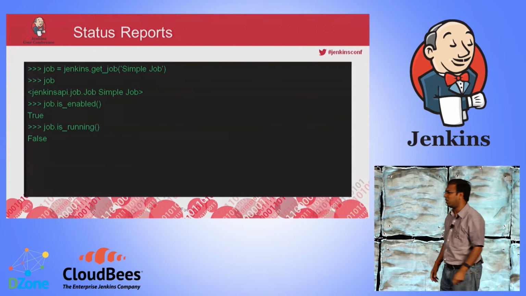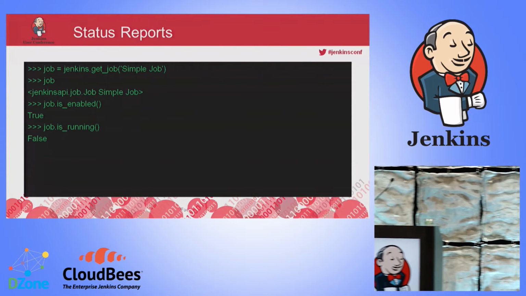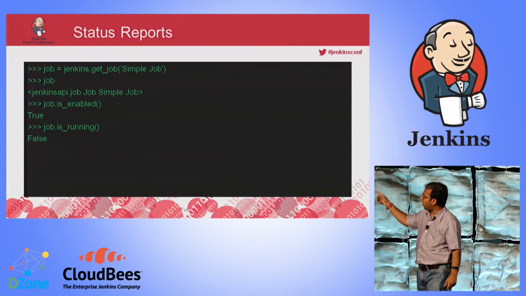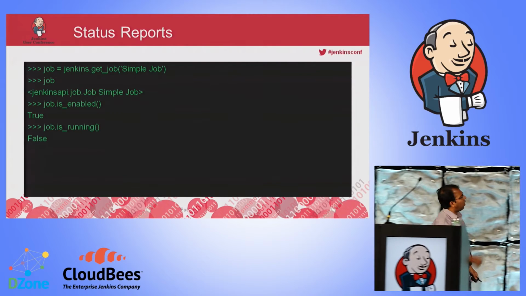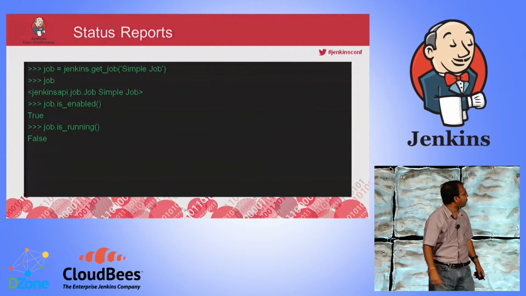You can find if the job is enabled, if the job is running, if the job is disabled, and things like that. Just remember this enabled thing. Soon we will see something very interesting in a bit. I don't know if I put that on the slide, but I'll talk about it in a bit.